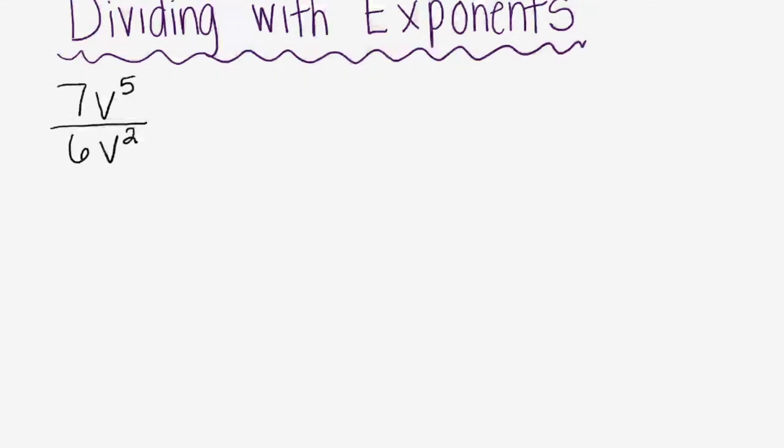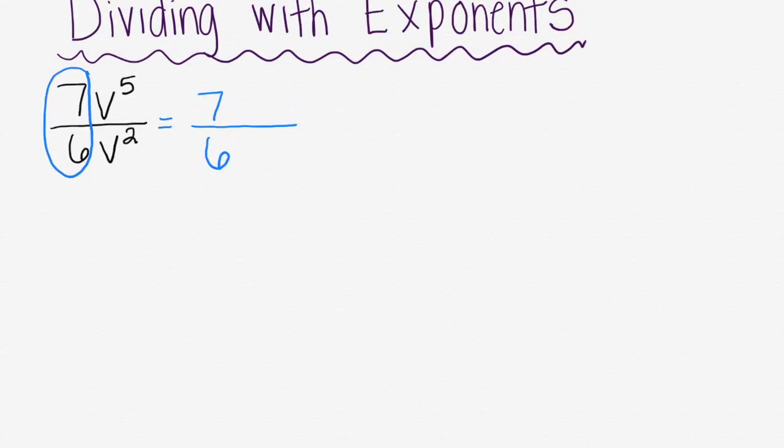When dividing exponents, the first thing you're going to look at is, can we divide whole numbers without creating a fraction? In this case, we cannot. 7 and 6 have nothing in common but the number 1. So 7 and 6 are going to carry through to our answer.